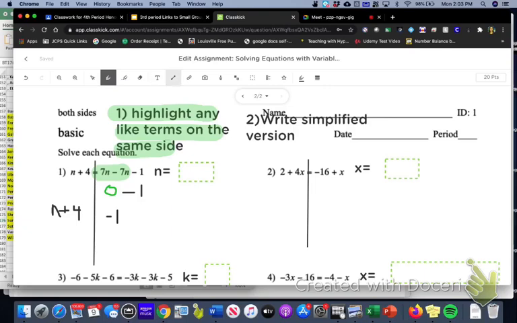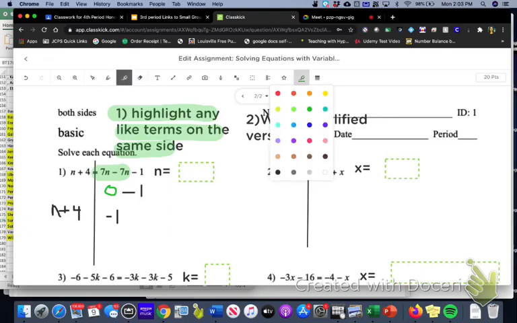So I've just done the second piece of the directions, which is to write the simplified version. So we're going to highlight and combine any like terms that we can. And then we're going to write the simplified version of the equation right underneath it. And they're not all necessarily going to be able to be simplified.